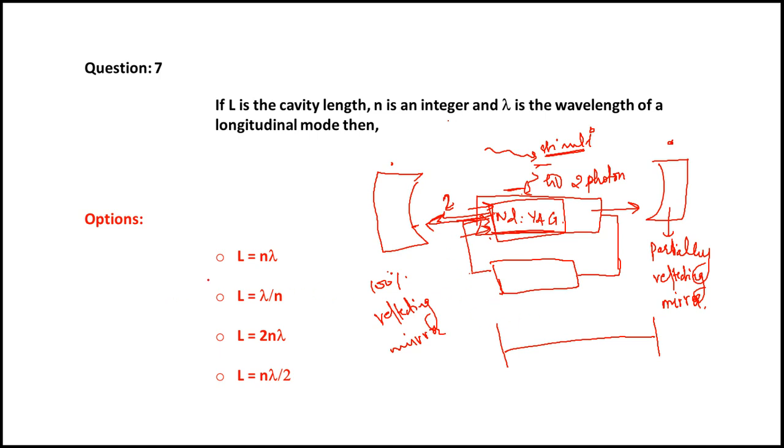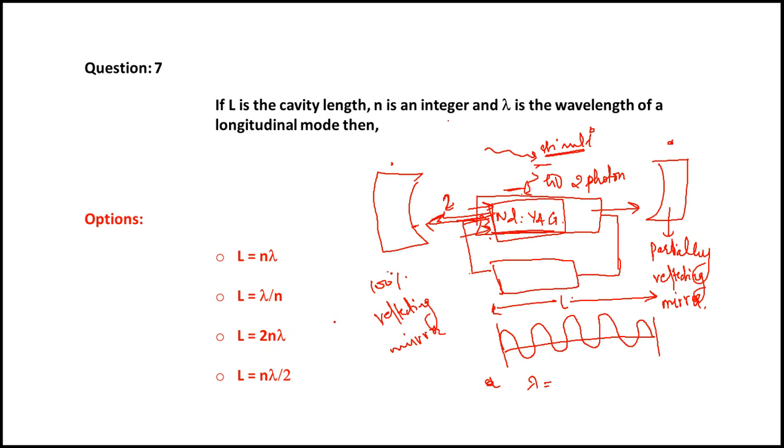Now, suppose I take this as the cavity length. How am I considering the longitudinal mode in the direction of propagation of light? Suppose I consider a single longitudinal mode which has a wavelength lambda, and L is the cavity length. This cavity length of the entire system is taken to be L, through which the light beam is passing to and fro.